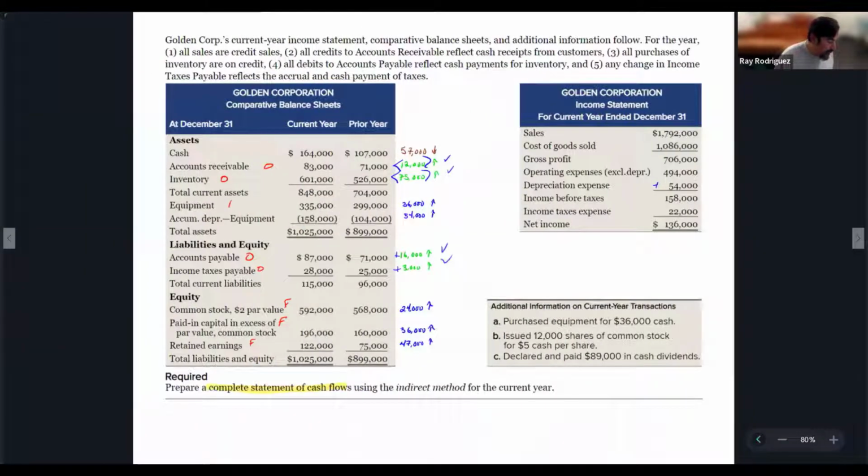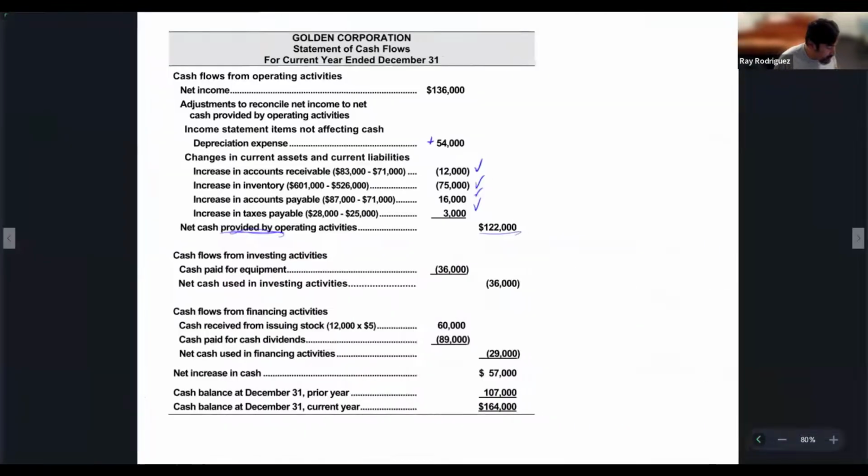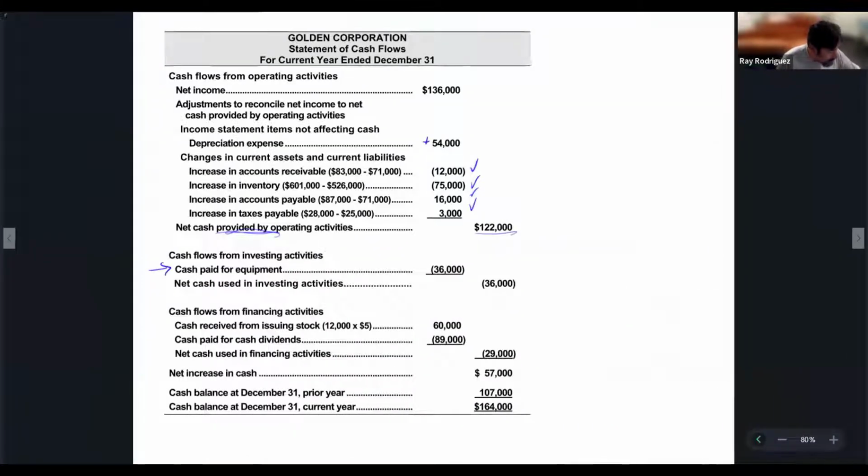And then we go look at our other pieces. So our equipment investing went up by 36,000. We look at our additional information. We bought equipment for $36,000 cash. That's going to be a cash outflow. That's our only I. So we go to the I section, and there it is. Cash outflow for equipment, $36,000. That's the only thing we have in I. So net cash for investing is an outflow of $36,000.